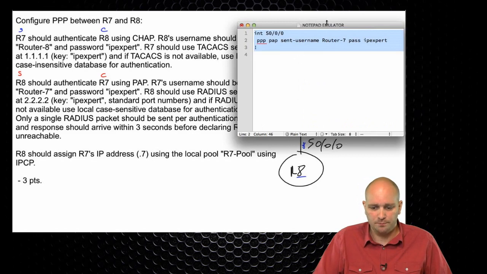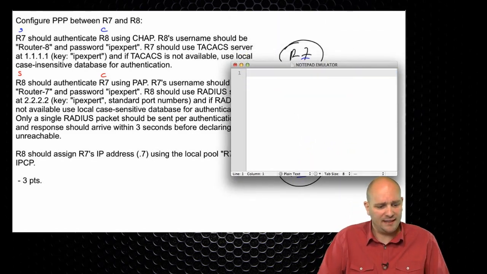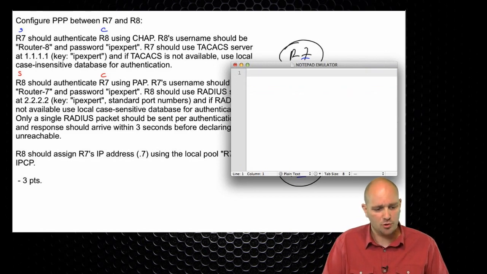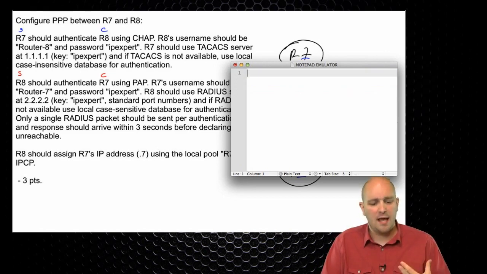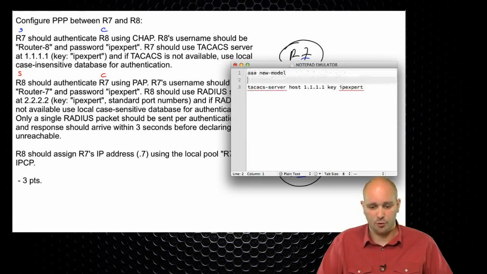So on R7 here, we are asked to authenticate R8 using CHAP. R8's username should be router8 and password IPexpert. And R7 should use the TACACS server at 1.1.1.1. So let's start there. I'm just going to say tacacs-server host 1.1.1.1 key IPexpert. Then obviously I know that for this I'm going to need aaa new-model. And then it says here, if TACACS is not available, use the local case insensitive database.